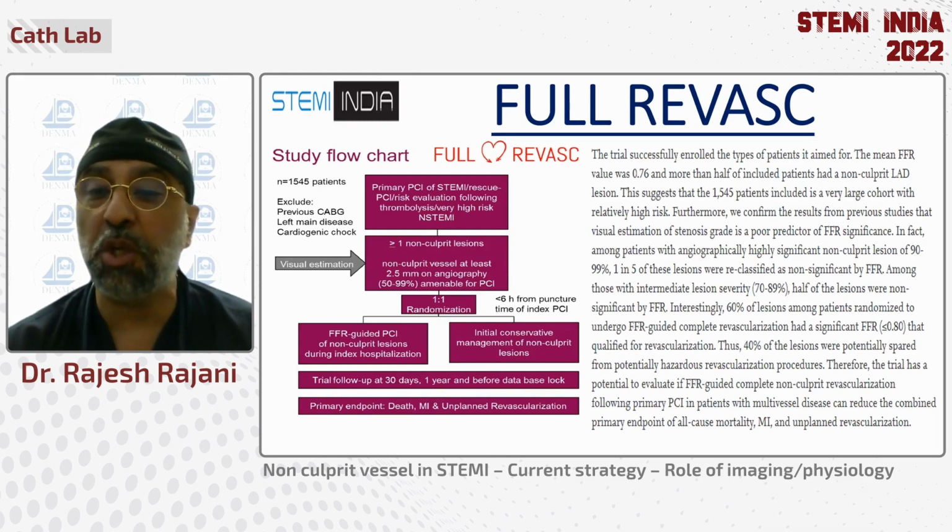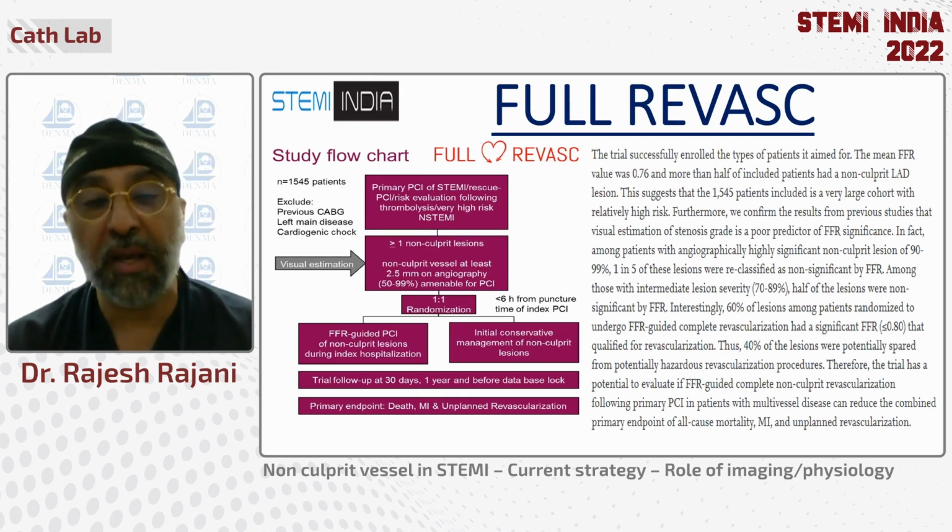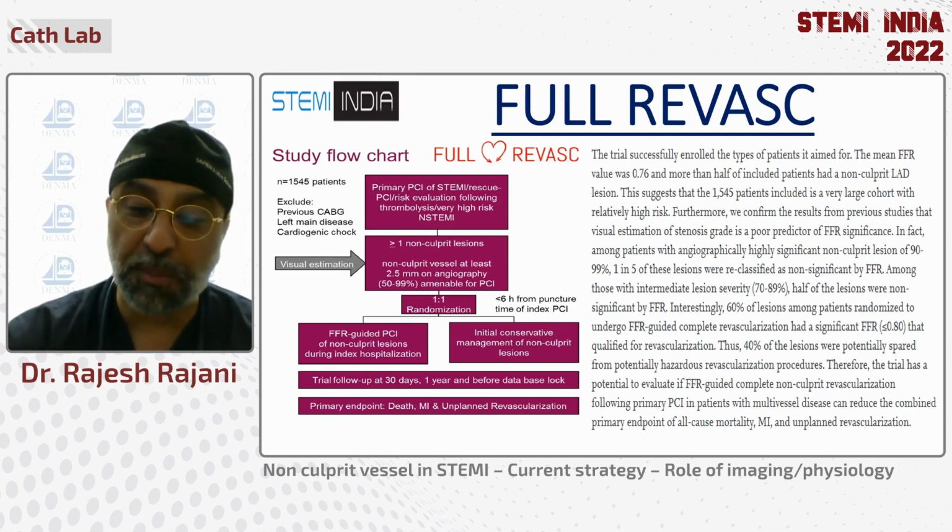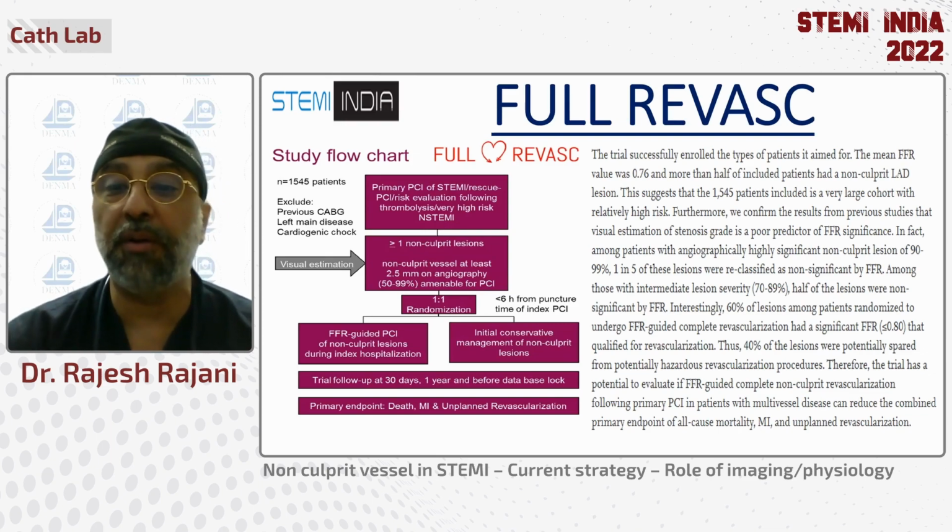So to summarize in short, the trial concluded that the FFR-guided complete non-culprit revascularization following primary PCI in patients with multivessel disease can reduce all-cause mortality, myocardial infarction, and unplanned revascularization. That is the most important gist of this particular article.